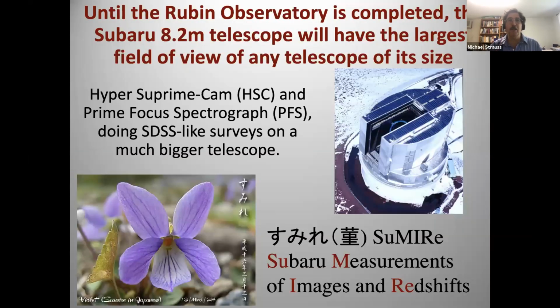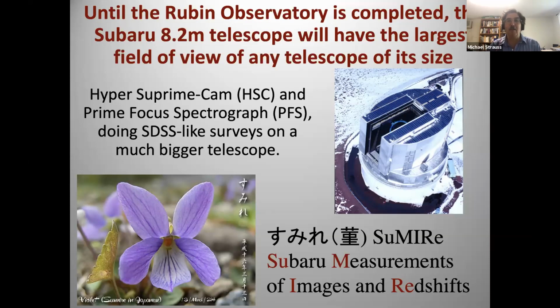So until the Rubin Observatory is completed, the Subaru 8.2 meter telescope has the distinction of having the largest field of view of any telescope of its size, and I'll quantify that in a bit. Of its size, referring to the primary mirror, the 8.2 meters.